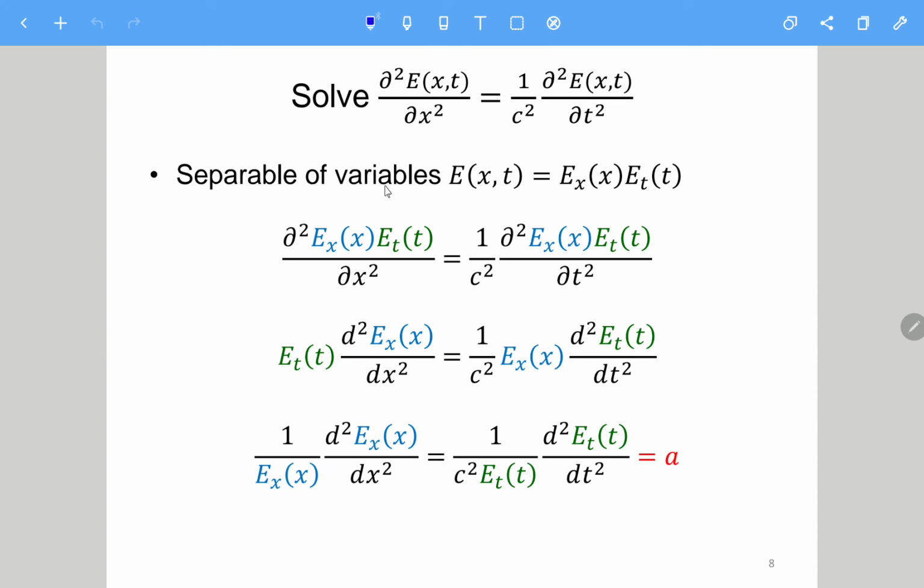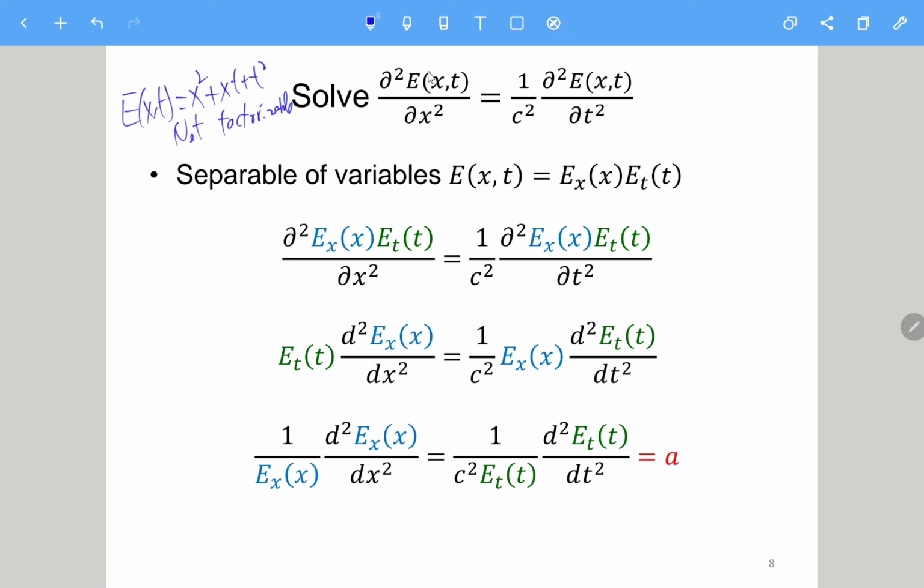That's the point of separation of variables, which means that this function might not be separable. For example, if E of x and t equals x squared plus xy plus xt plus t squared, then you cannot factorize it into E of x times E of t. In high school algebra, you know this polynomial is not factorizable. So this is not factorizable, and we hope the solution is not like this case. So we try this out.